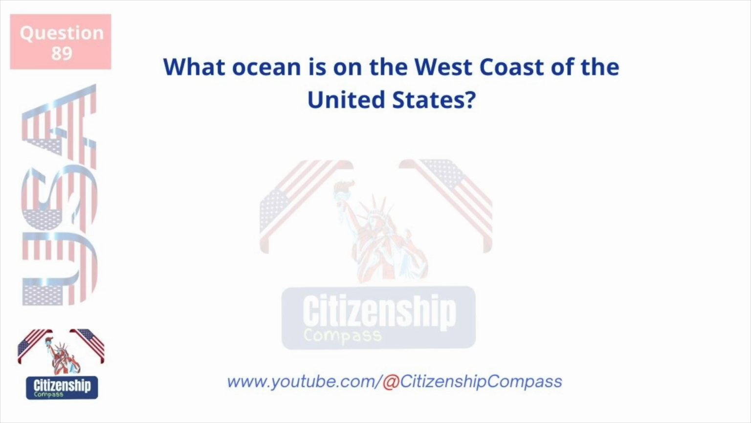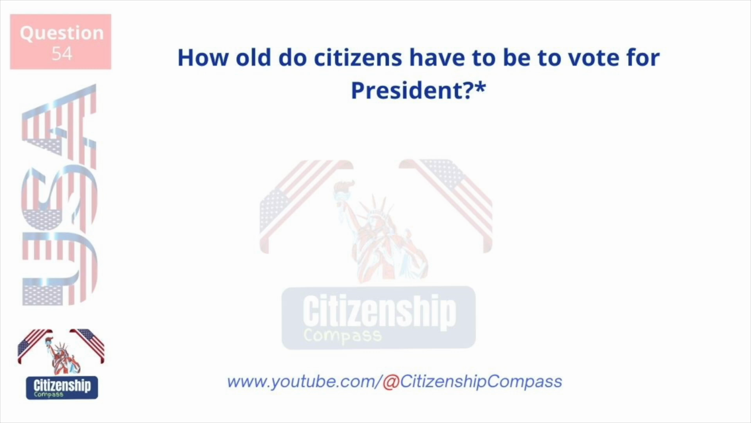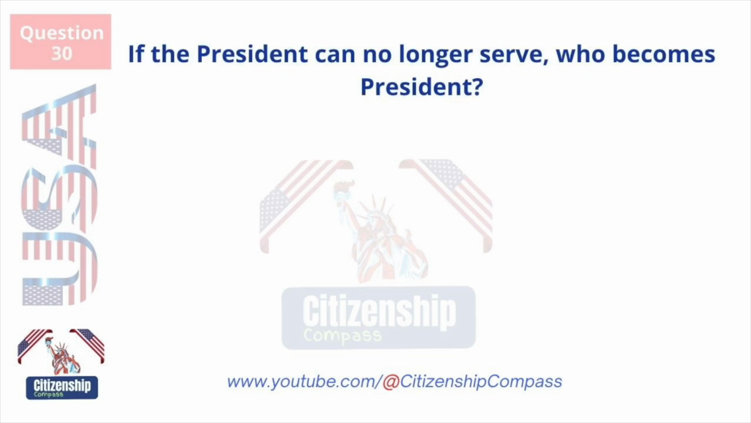What ocean is on the west coast of the United States? Pacific Ocean. How old do citizens have to be to vote for president? 18 and older. If the president can no longer serve, who becomes president? The vice president.